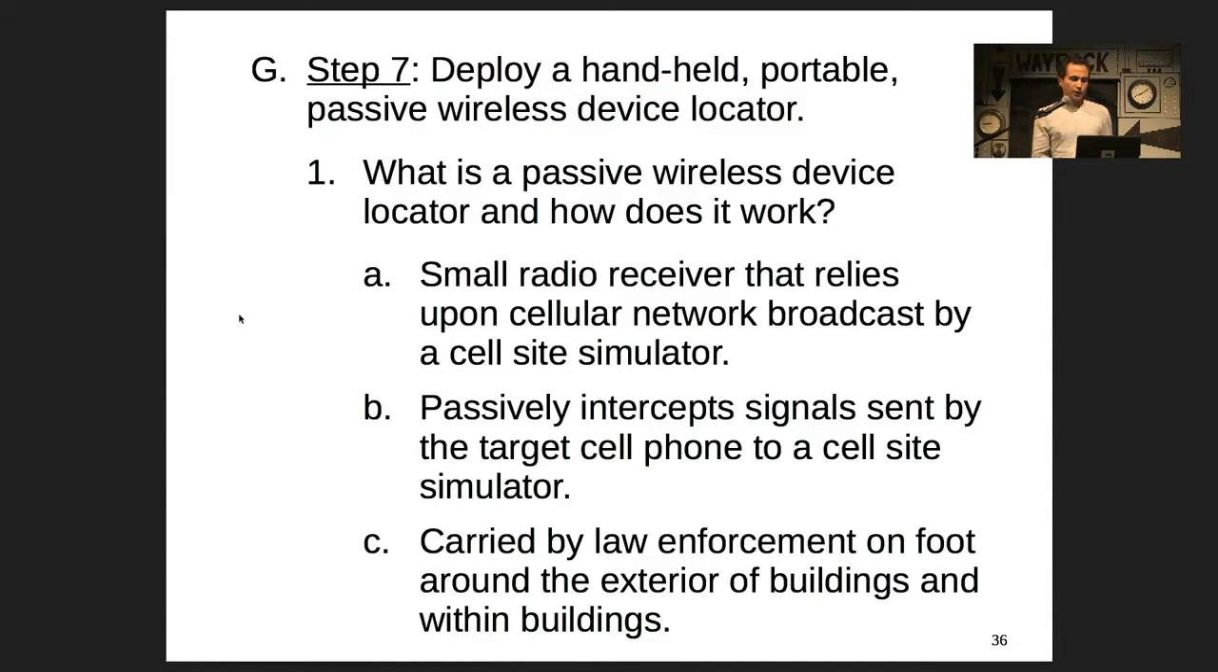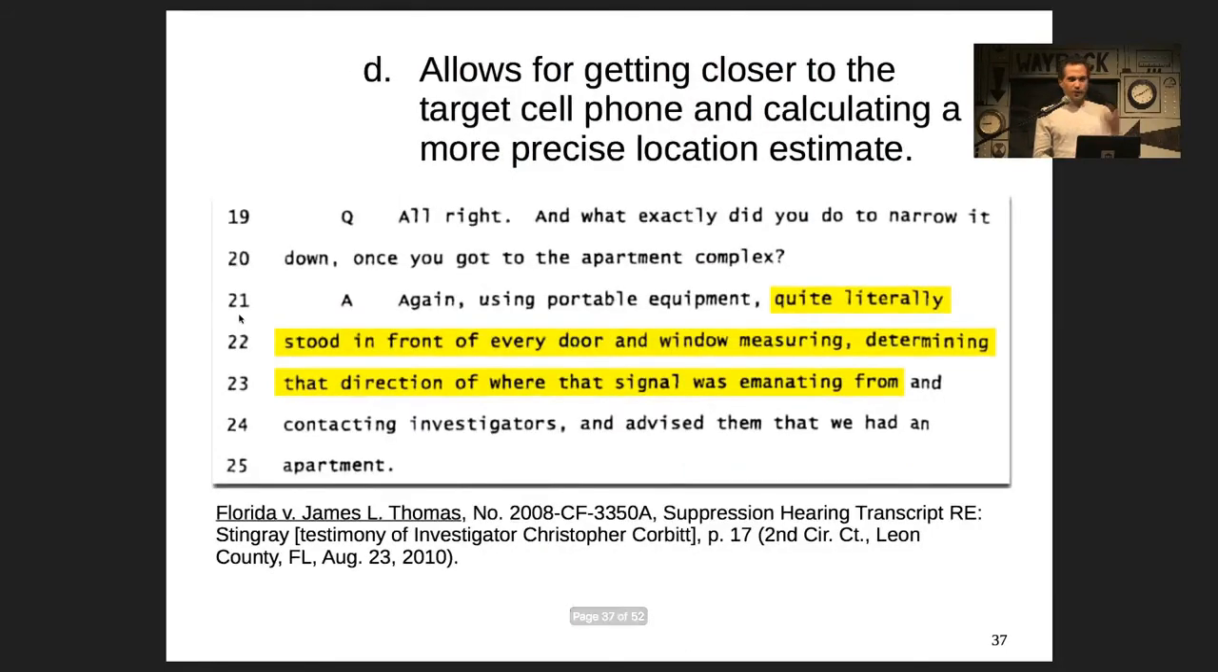They just rely on the Stingray, the cell site simulator, to connect to the phone, and they kind of piggyback off of that network. And it allows law enforcement to go into the building with these handheld homing devices, and they'll go around, they'll stand in front of every door, every window, measuring the signal that's going between the Stingray parked out front and the phone inside the building.